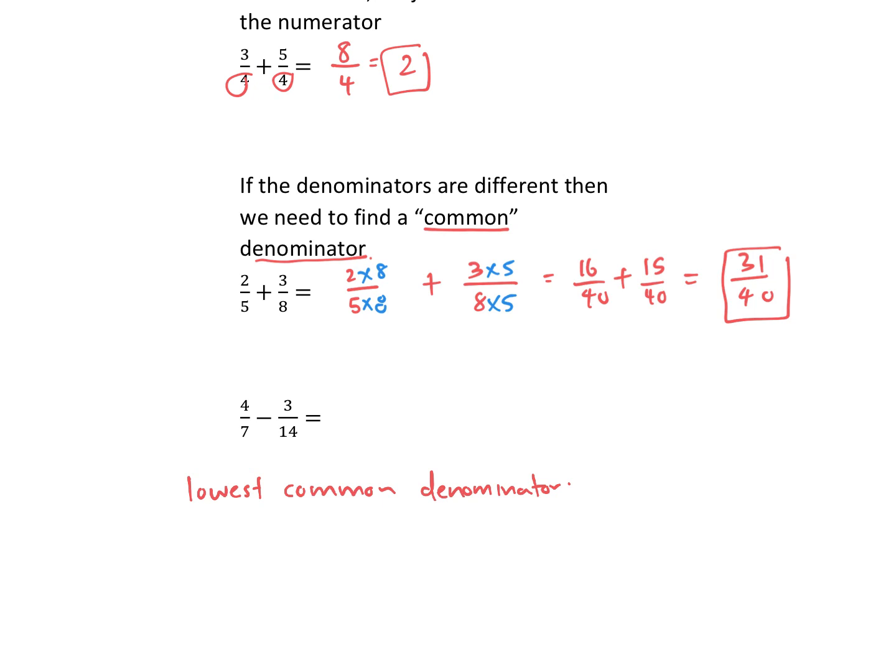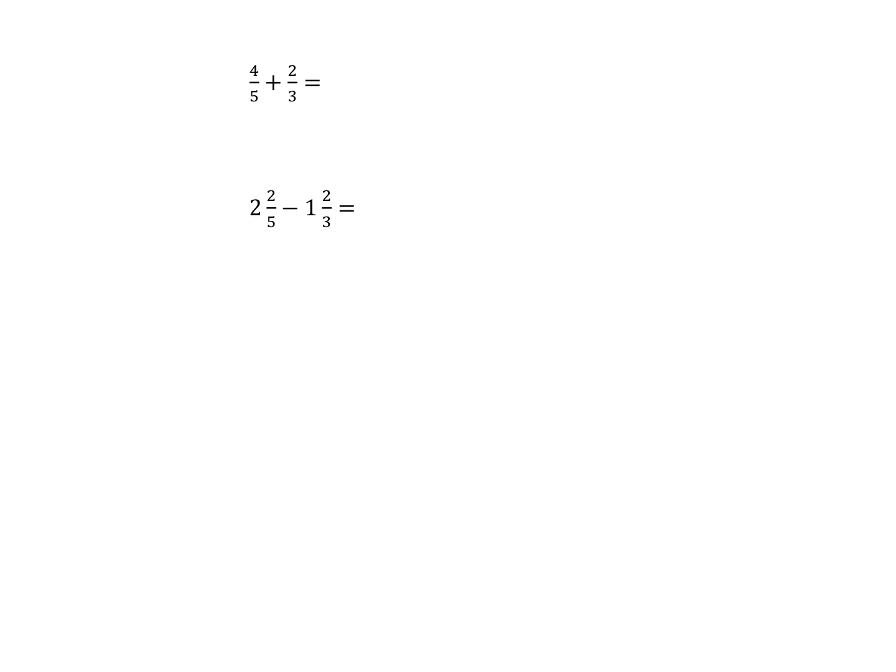So I know that I can change 7 to 14. So if I multiply this by 2, then I get 8 over 14. So I don't need to go any bigger than 14. I can. I could do 28. I could do 98 by multiplying them together. But I'm going to do the smallest. So 8 minus 3 is 5. And that way I don't have to reduce at the end. So it's up to you. You can make it bigger than 14, or you can just go with the lowest common. So here the lowest common denominator between 5 and 3 would be 15.